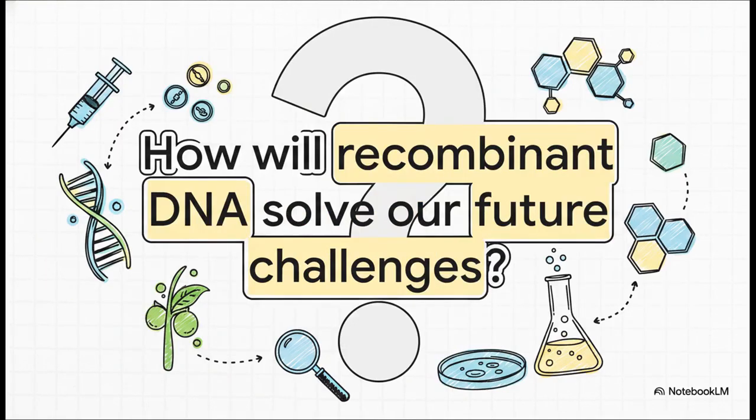So I want to leave you with a final thought to ponder, and maybe even debate as you continue your studies. How will recombinant DNA continue to solve our future challenges in healthcare and environmental sustainability? We've already seen commercial successes with insulin, rapid vaccines, and high-yield crops. But as this tech grows even faster and more precise, and as we navigate the ethical considerations that come with it, what boundaries are we going to break next?